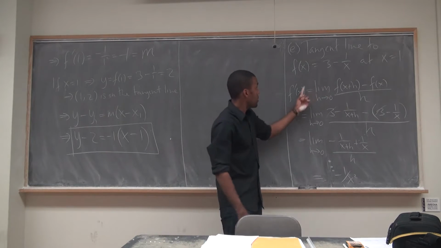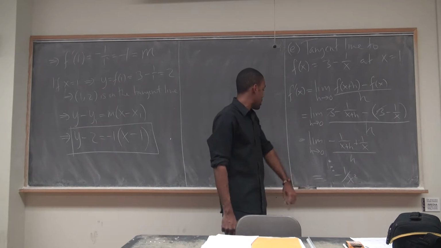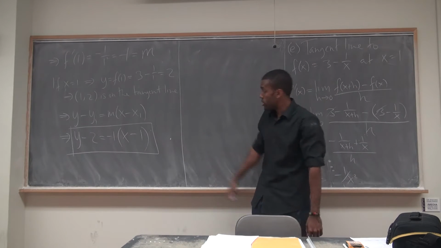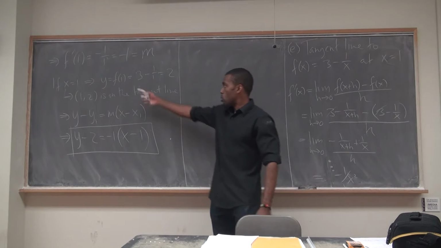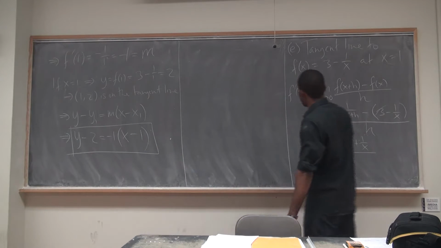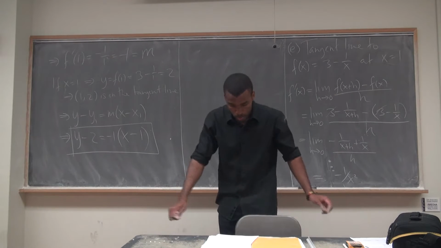The derivative gives you the slope of the tangent line at any point. So if I want to find a tangent line at a certain point, I find the derivative, plug in that point, and then once I have a coordinate and that slope, I can find the equation of the line. Very common problem.